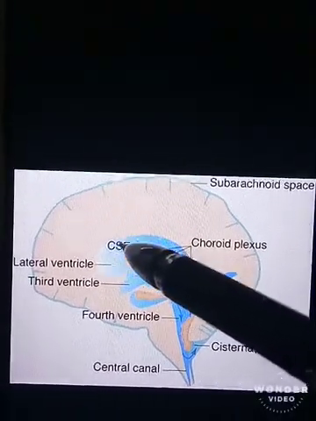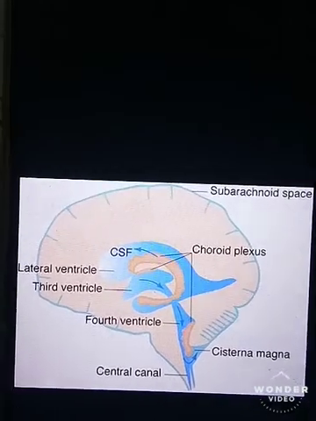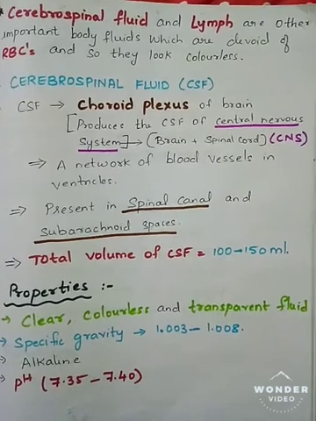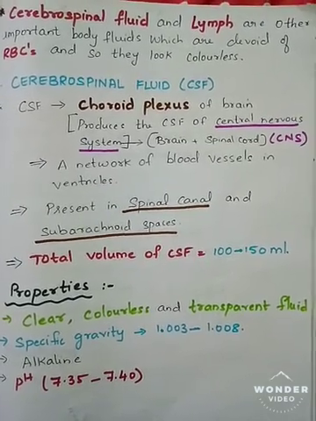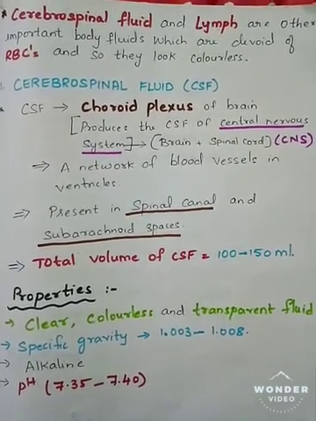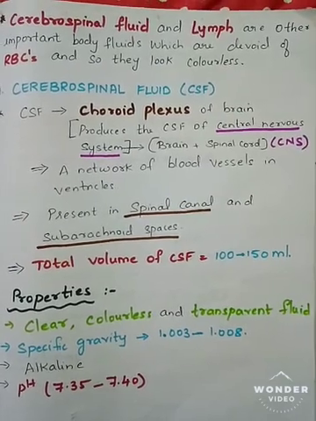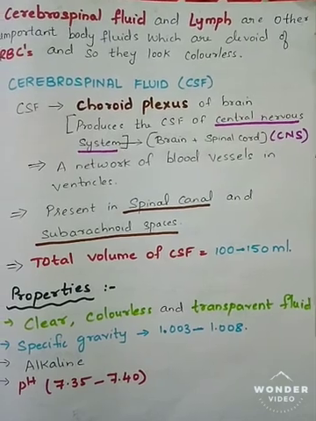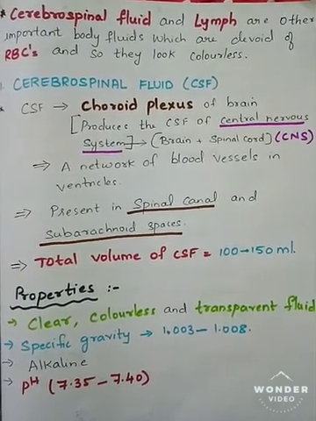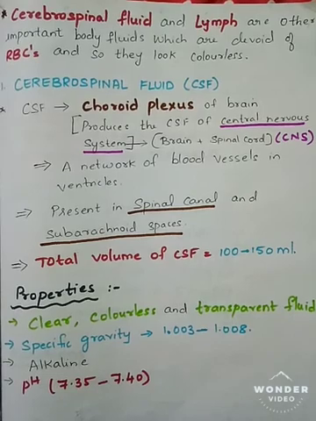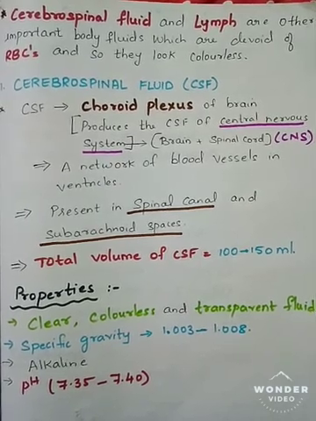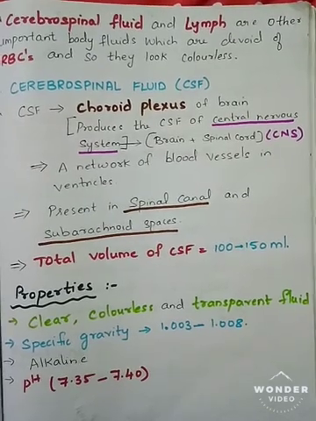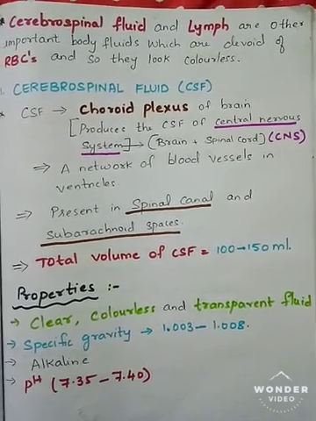So coming back to the properties, it is a very clear, colorless and transparent fluid. As they don't have RBCs, they are colorless, and also they are very clear and transparent. Their specific gravity is 1.003 to 1.008, and they are alkaline in nature, hence their pH ranges from 7.35 to 7.40.